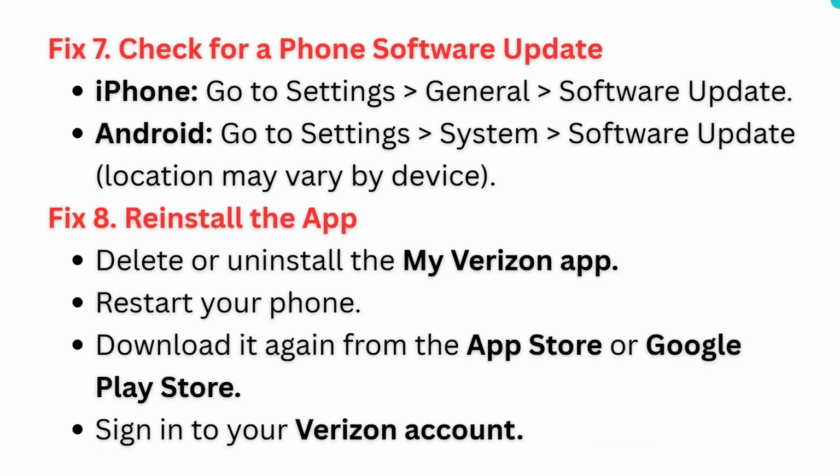Fix 7, check for a phone software update. On iPhone, you can go to settings, select general, and then go to software update. For Android, go to settings, select system, and then select software update. Location may vary by device.